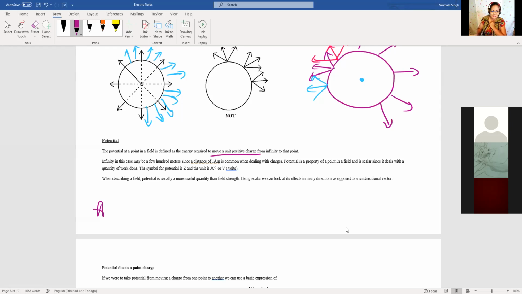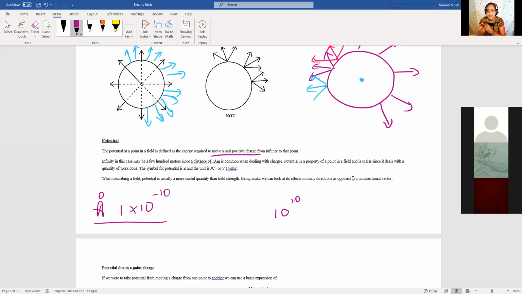Right? Angstrom is simply 1 by 10 to the minus 10. It's a special term since we do have the decimal counting system. Why shouldn't we come up with a special name for 10 to the minus 10? I've never looked to see if there's a name for 10 to the 10 though. I can look that up, but in a while. So infinity in this case may be a few hundred meters, since a distance of 1 angstrom is common when dealing with charges. We're looking at 1 by 10 to the minus 10. Okay. All right.